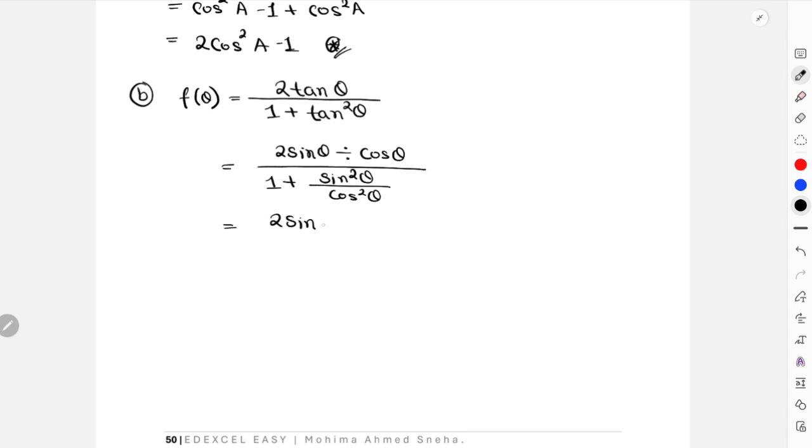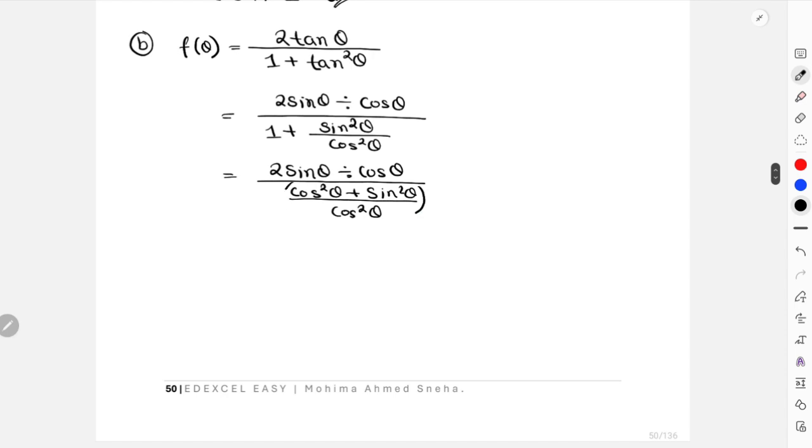So it will be 2 sine theta divided by cos theta, divided by cos square theta plus sine square theta divided by cos square theta. Okay, now this is your entire denominator, right? I will invert the denominator and multiply with the numerator. So now I'll write the numerator like this: cos theta multiplied with cos square theta divided by cos square theta plus sine square theta.